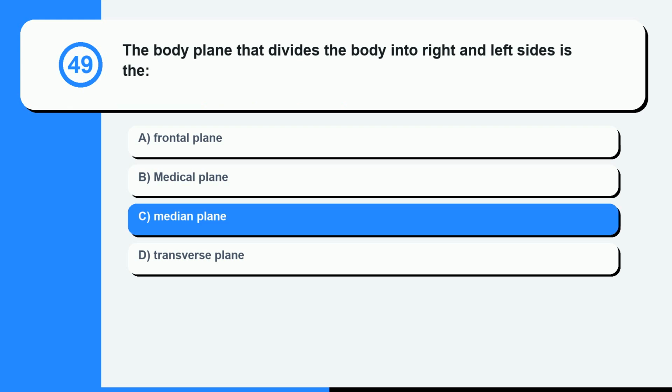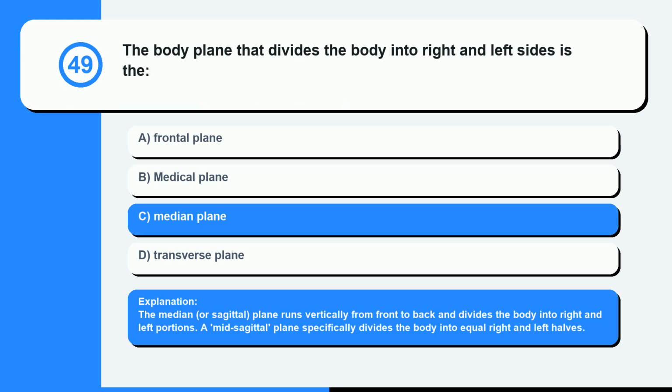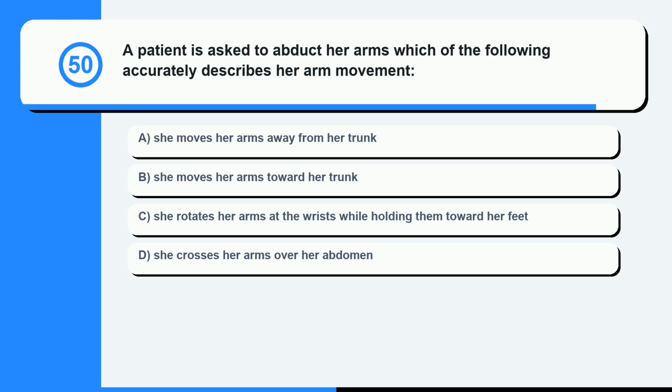Side by side and facing forward, toes resting comfortably. In the standard anatomical position, the body is upright, facing forward, arms at the sides with palms facing forward, and the feet are flat on the floor, side by side, and pointing forward.